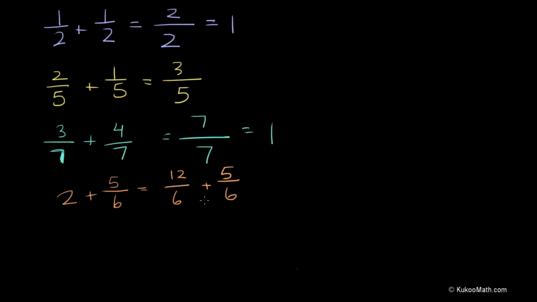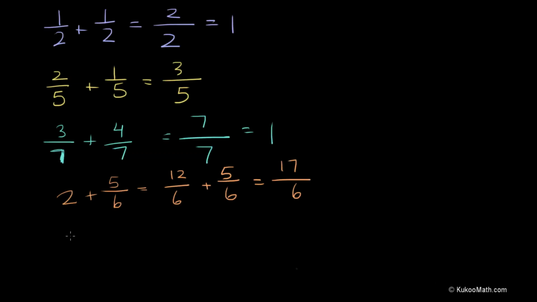And then we add like we were adding over here. So 12 plus 5 is equal to 17. And then you carry over the denominator, and this is your answer as an improper fraction. And if you wanted to, you could turn this into a mixed fraction, and you're going to get the same mixed fraction as we got the first time we did this problem, which is 2 and 5/6.